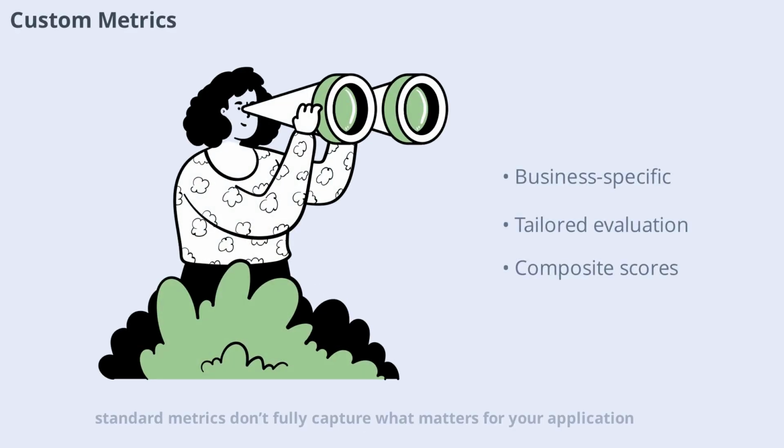Sometimes, standard metrics don't fully capture what matters for your application. In such cases, custom metrics tailored to your business objectives can be developed. For example, you might weigh certain types of errors more heavily or combine multiple metrics into a composite score. Custom metrics ensure that model evaluation aligns closely with real-world needs.